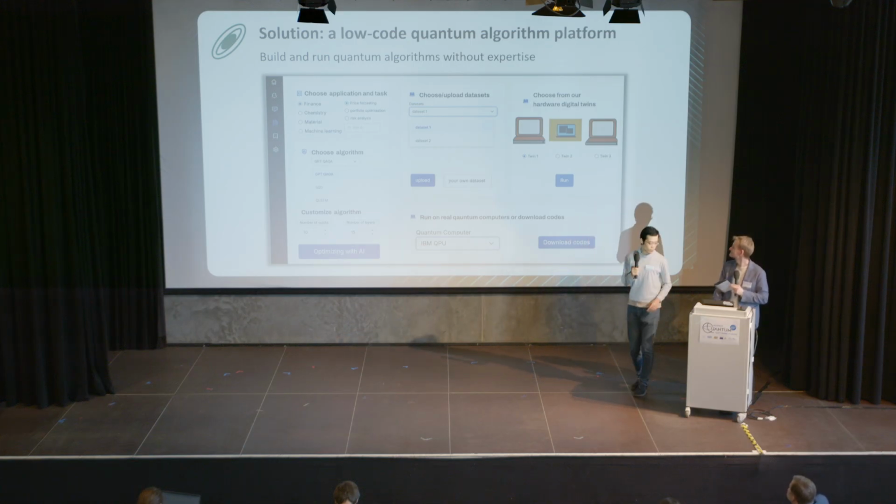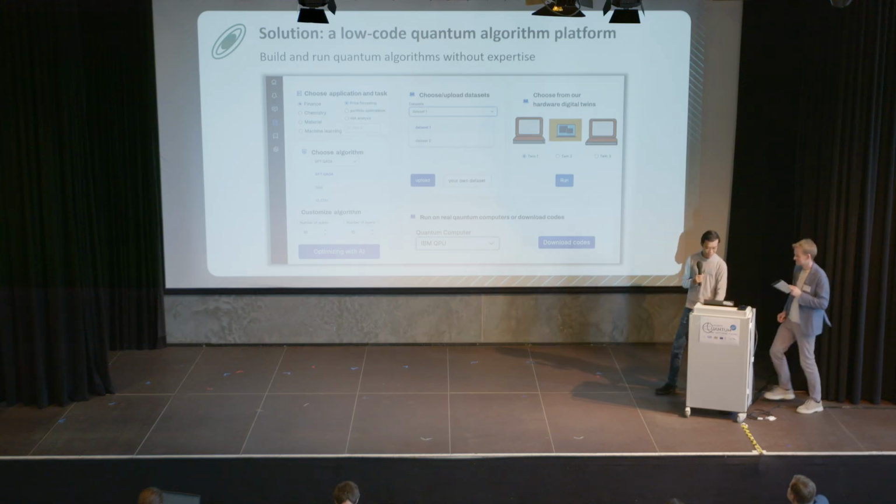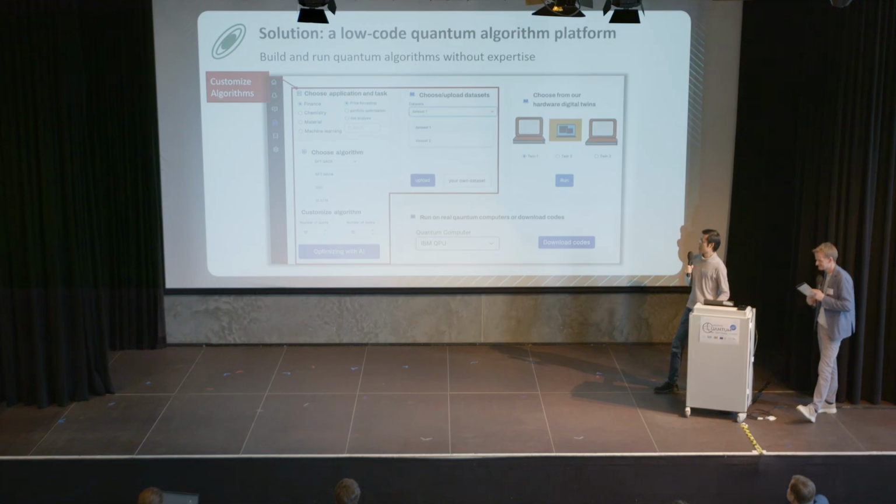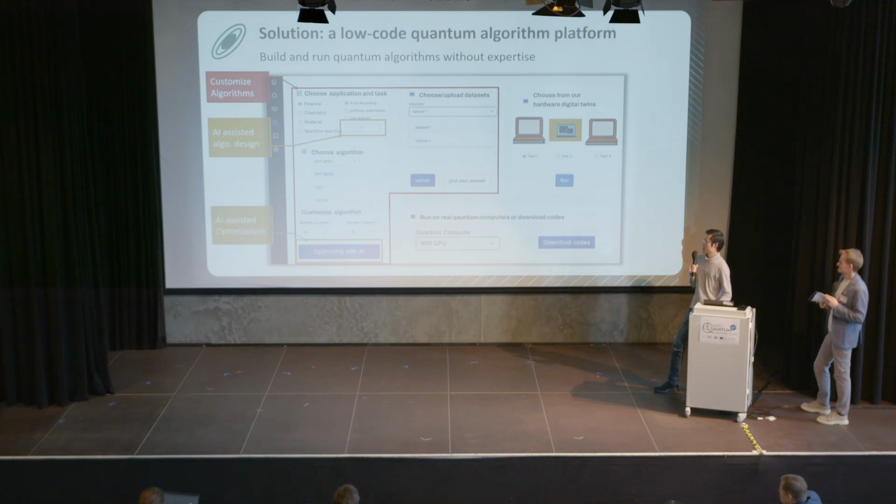So from here, maybe I can just quickly go through. People can choose their application scenarios, for example, finance or chemistry, and this is mostly industry usage. If they don't know what to use, they can ask our AI chatbot, and we help them to choose the proper algorithm. We also have some self-developed algorithms, for example, the GPT-QAOA, and all these algorithms are available. And then we also have the AI agent to optimize the selected algorithm.